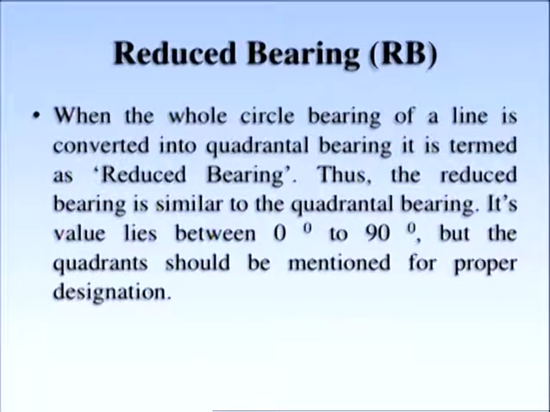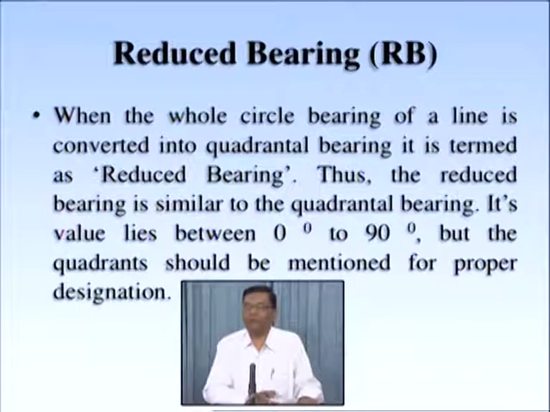Now, reduced bearing. What is reduced bearing? When the whole circle bearing of the line is converted into the quadrantal bearing, it is termed the reduced bearing. Again, repeat these things. When the whole circle bearing of the line is converted into the quadrantal bearing, it is termed the reduced bearing. Whole circle bearing is from 0 to 360, any value. Suppose it is 175 or 275 or 45, or 85 or 125. It is called the whole circle bearing.